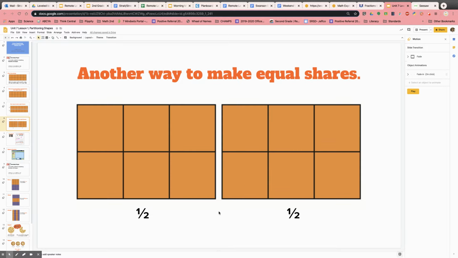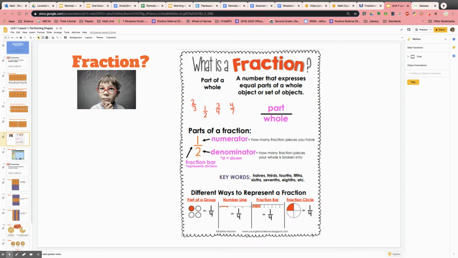Here's another way to break that rectangle up. We have, again, notice 6 tiles here and 6 tiles here. We have 1/2 of the rectangle here and 1/2 of the rectangle here. They are equal shares.